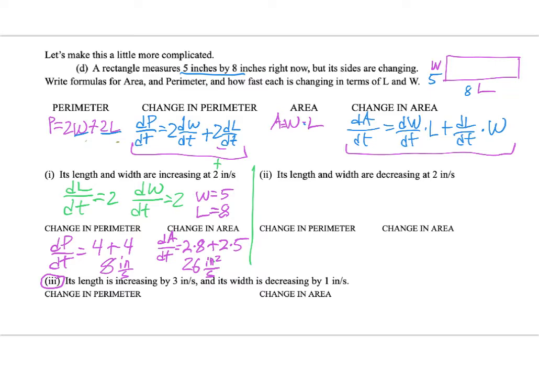For part 2, we're now decreasing, that's negative, at 2 inches per second. So now this is going to be dL dt is going to be negative 2.